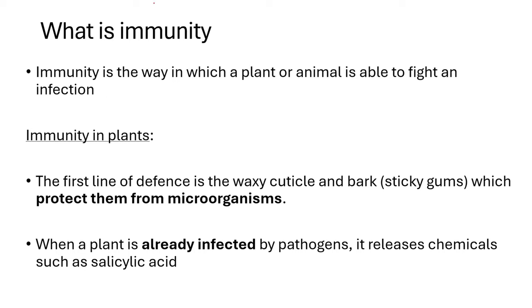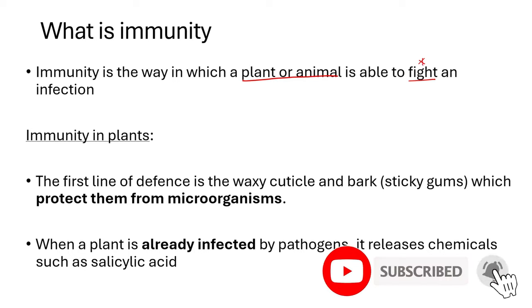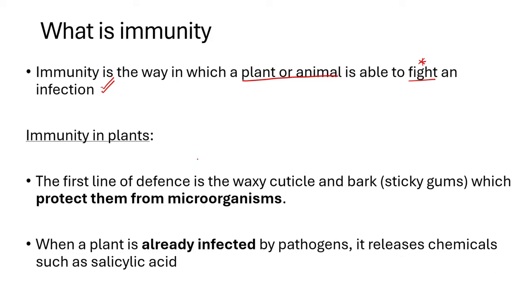So immunity is the way in which a plant or an animal is able to fight an infection naturally. If you start coughing right now, part of a flu, what's going to happen to you? You're probably going to heal after 5 days, and then you ask yourself, how did you heal? It is because you have immunity. Immunity is the way in which a plant or an animal is able to fight an infection. So a plant can fight an infection, an animal can also fight an infection.